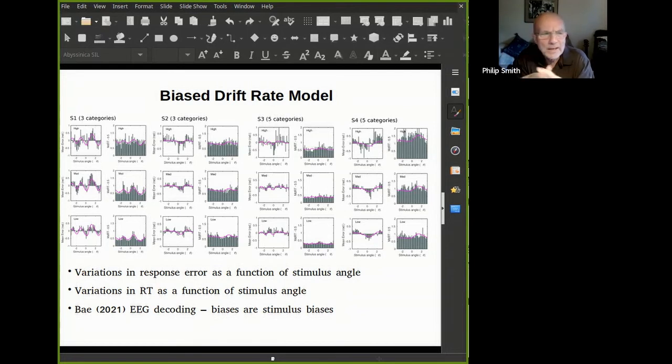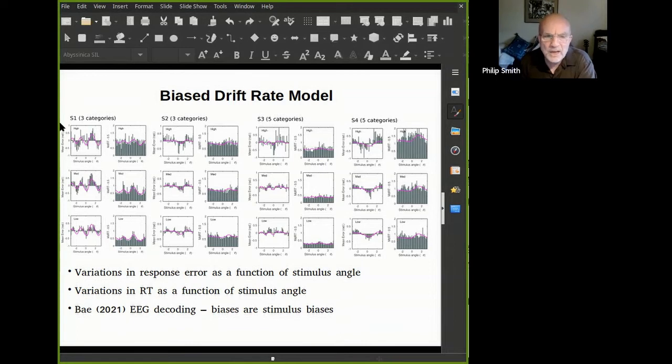So we incorporated into the model a bias model, which is really a drift rate bias model. I won't show you the details now. We can look at that in question time if you like. But the basic idea is that biases are represented by vectors which are located in particular parts of the space, which combine with the drift rate vector to bias responding in either a clockwise or an anti-clockwise direction.